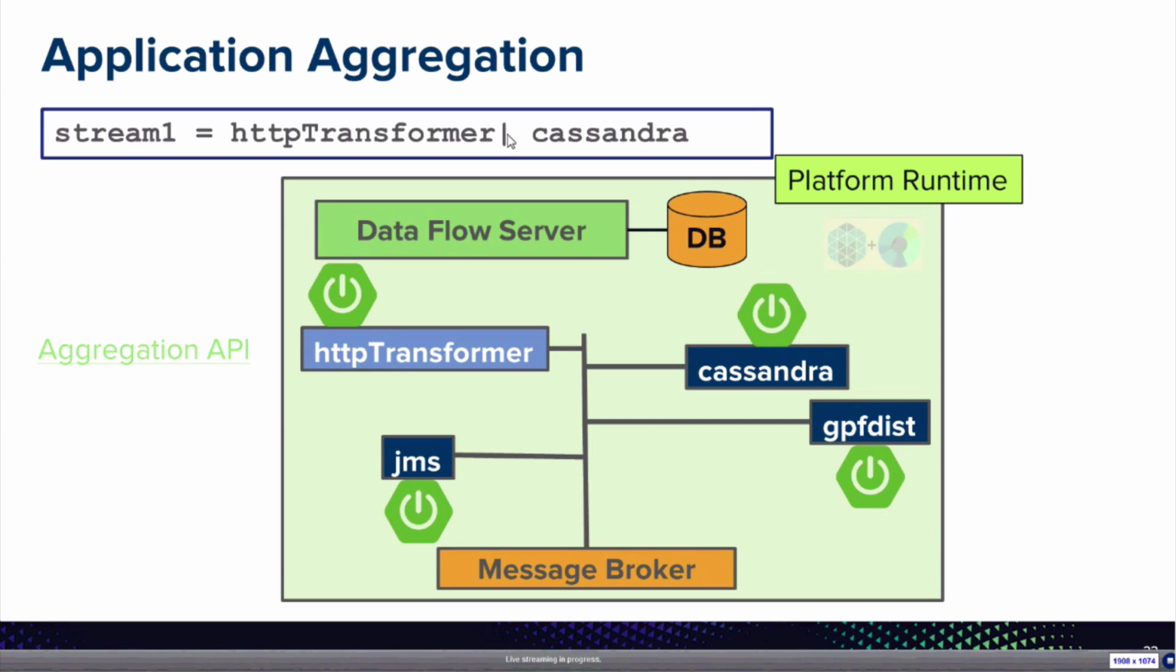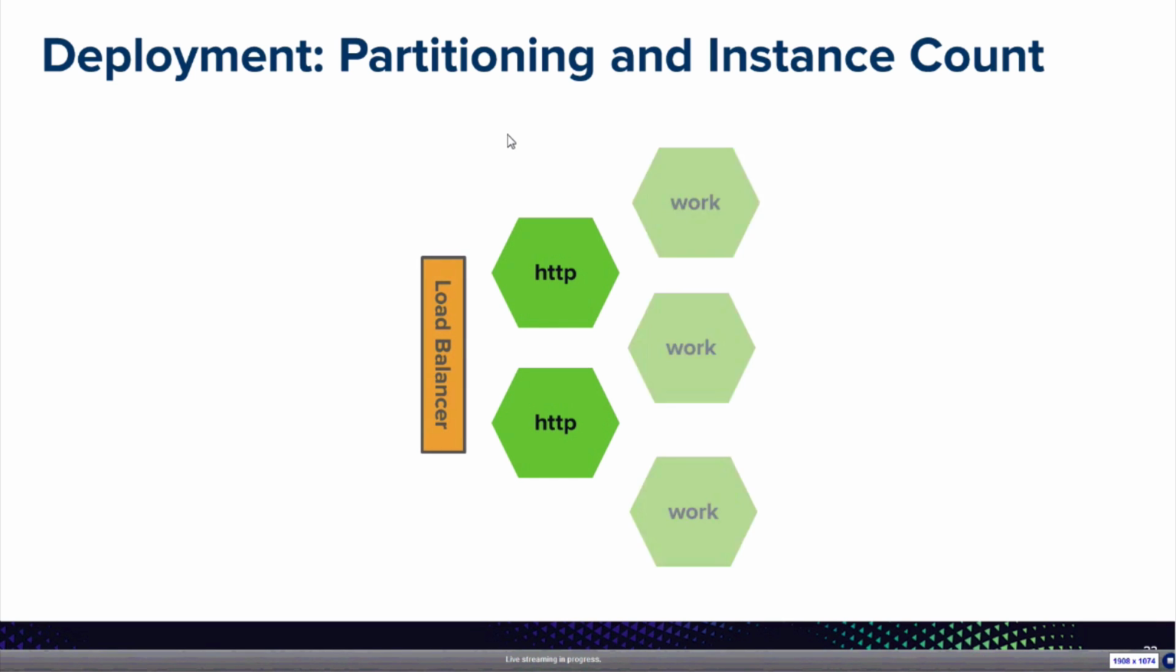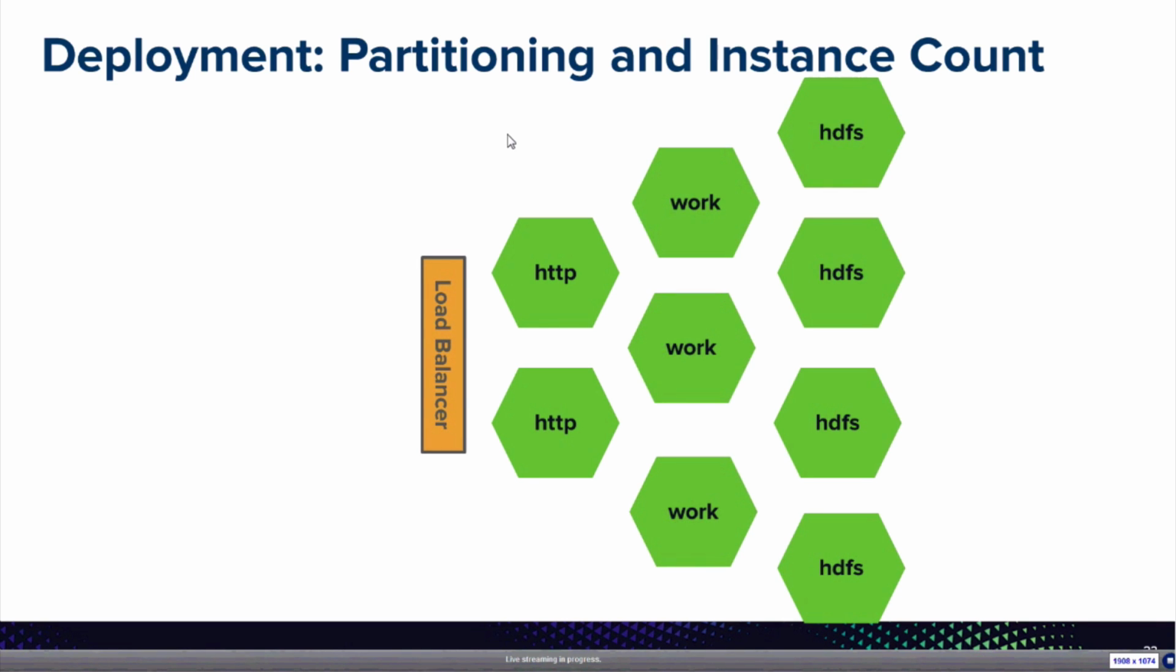So one feature we have is really around how you can control the deployment of these streams. The stream definition that we have so far is very logical: HTTP, pipe, HDFS. But what we might like to do is to have two instances of our HTTP endpoint in order to handle a certain amount of load. Obviously put a load balancer in front of them so they can share the incoming request stream. Maybe we want to have 3 of our own custom processors that do a certain amount of work, and maybe we want to have 4 different instances of the HDFS sink to scale the writes to HDFS.